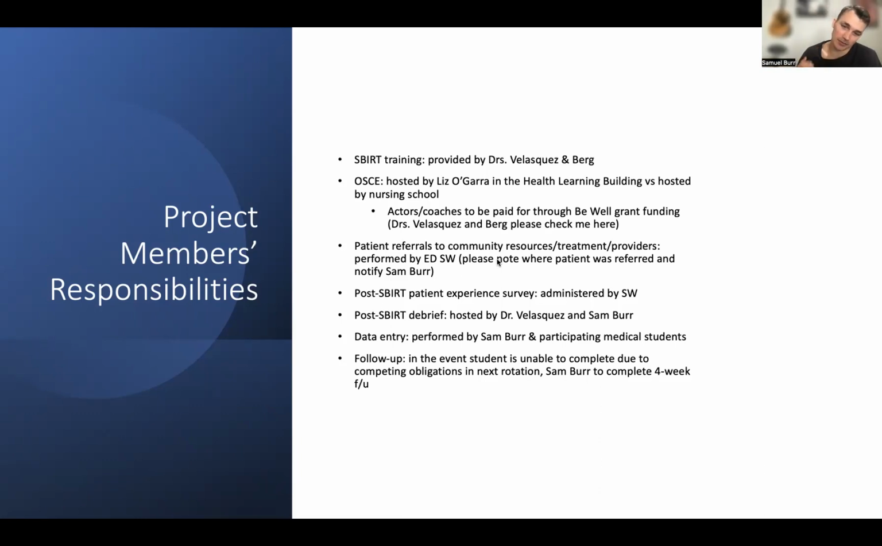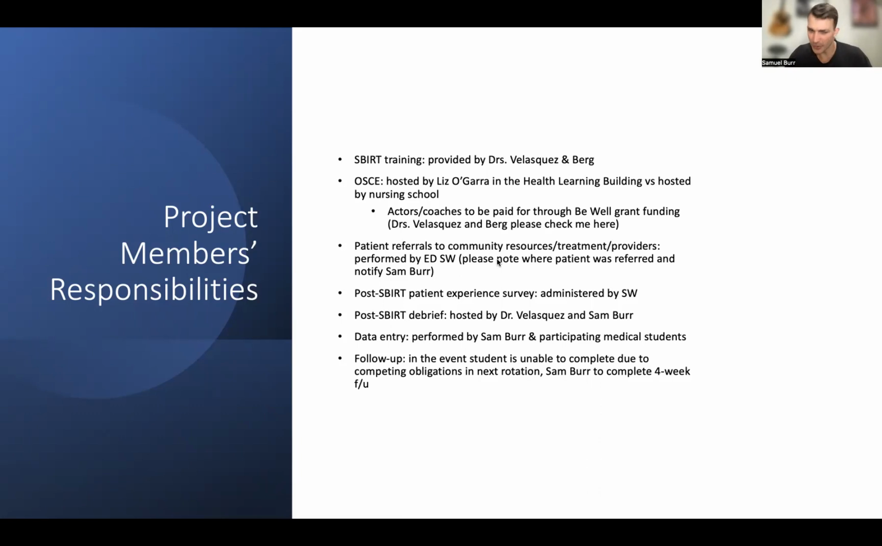The post-SBIRT debrief, talked about that with Dr. Velasquez, myself, Dr. Berg potentially, and that can be done over Zoom. Data entry, so I'll be doing a lot of that, and the participating medical students will be doing a lot of that. And then follow-up. I mentioned this before, but hopefully students are going to feel motivated to do that 4-week follow-up and have that continuity.